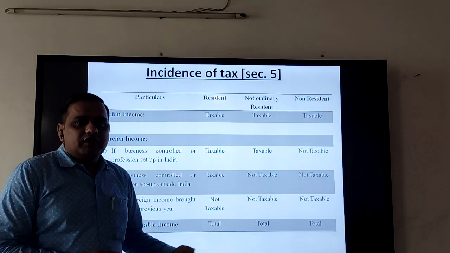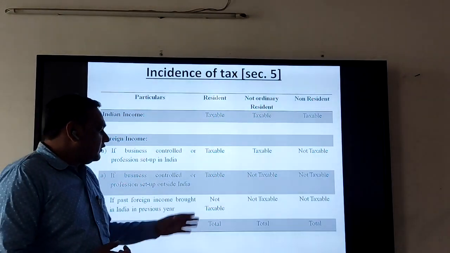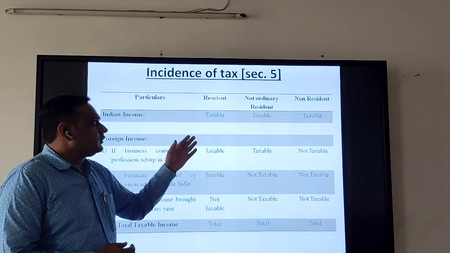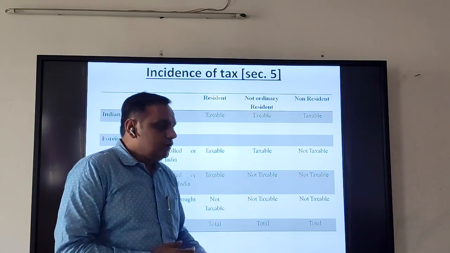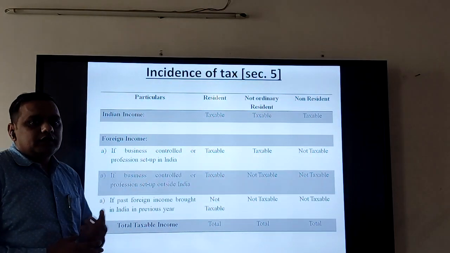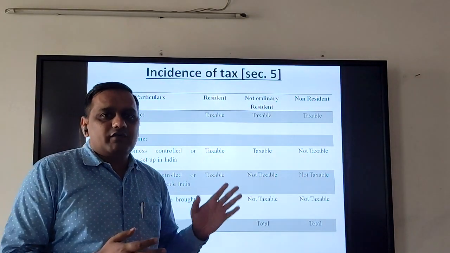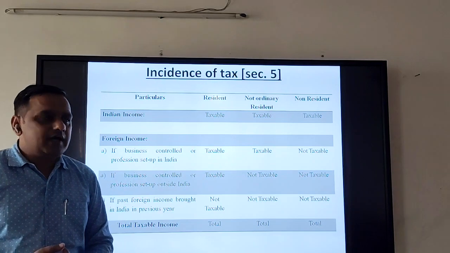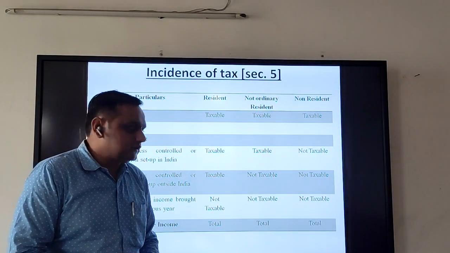In this way, we calculate the total taxable income of a person. This income may be different for a resident, not ordinary resident and non-resident. This concept we call incidence of tax, that is, the burden of tax. So it is very clearly evident that the burden of tax depends upon the residential status of a person.